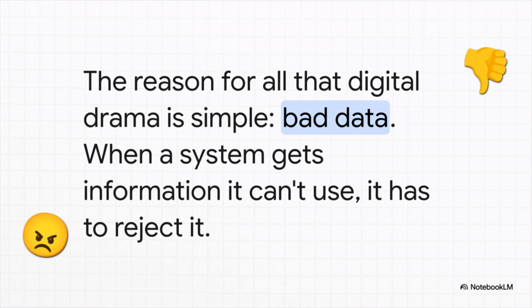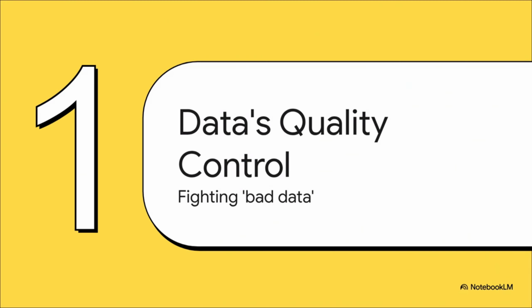See, when a system gets information it can't understand or use, it has to slam on the brakes and reject it. It has to. And that's where our hero, data validation, finally steps onto the scene. Think of this whole process as a super strict quality control department for every single piece of information you type online. It's data's first and last line of defense.